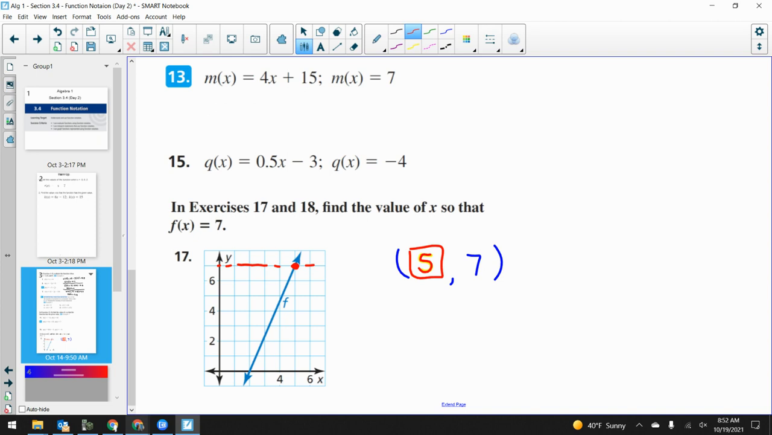Because you're essentially doing the same things for 11, 13, and 15 as well. You're just solving them as an equation rather than solving them with a graph.